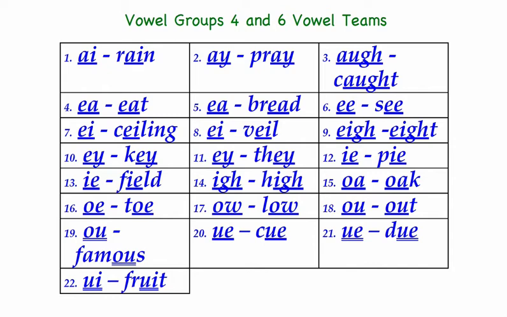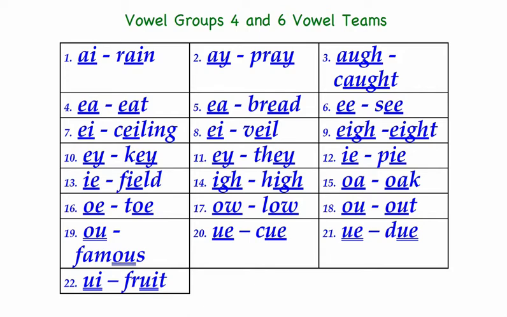EE represents the sound E as in see. EI can represent one of two sounds. In the word ceiling, EI is representing the long E sound. Thus, it's a vowel group 4 team. But in the word veil, EI is representing the long A sound. And in that word, it's a vowel group 6 team. EIGH is a 4-letter vowel team representing the long A sound as in eight.